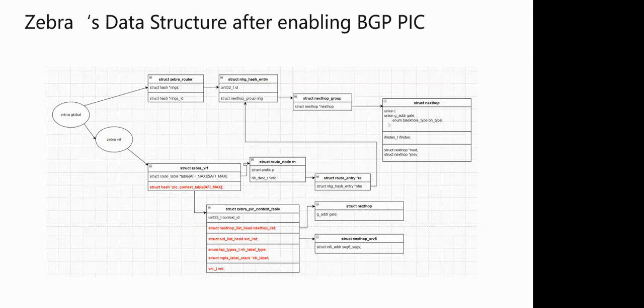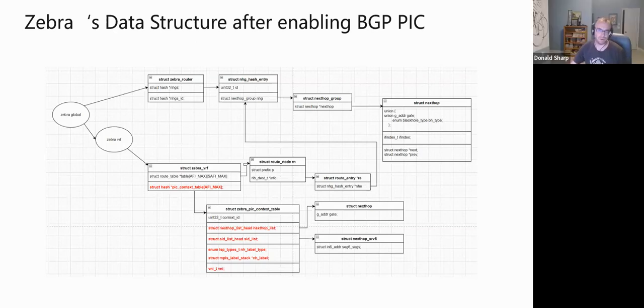No, the main purpose for this is fast convergence. If the BGP routes go down, you have one place to update the next hop group, and then when BGP reconverges, you can update the context accordingly. So that's the main purpose for the BGP PICs.